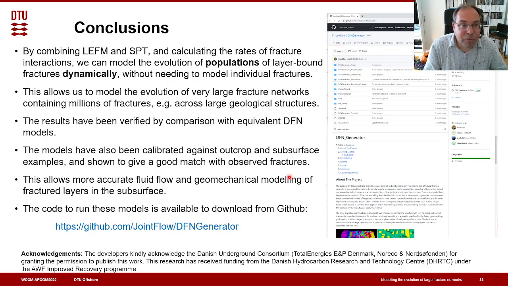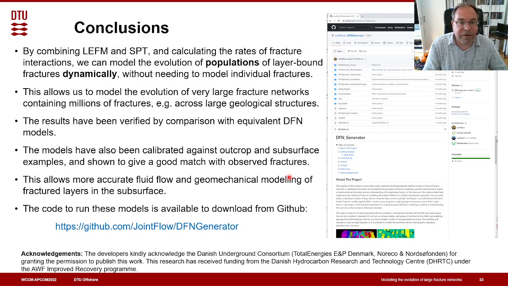So, to summarise, by combining linear elastic fracture mechanics with subcritical fracture propagation theory and calculating the rates of fracture interaction, we can model the evolution of the population of layer-bound fractures dynamically without needing to model individual fractures. And this allows us to model the evolution of very large fracture networks across large geological structures.